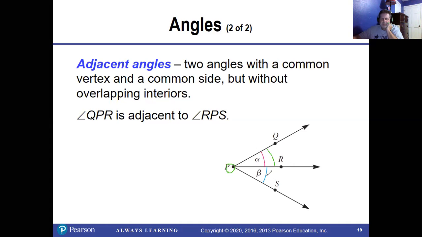Angle RPS is angle beta. They are considered adjacent because they have the same vertex, P, and they share a ray, or a side, PR. You can tell they're adjacent because of the lettering, PR and RP. They have to have those two letters in common, and very important, the vertex has to be P in both. They have to have the same vertex.